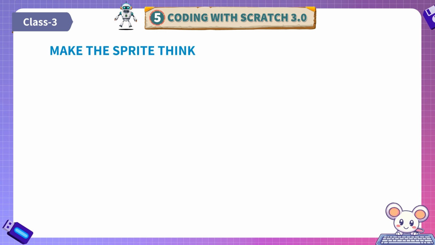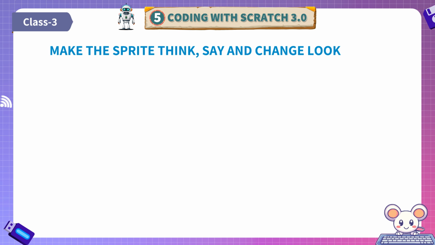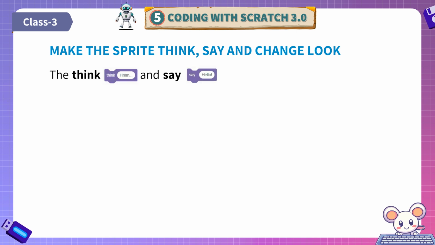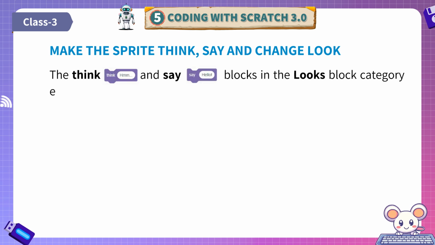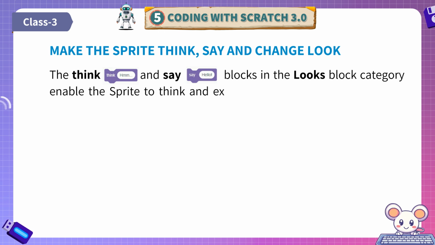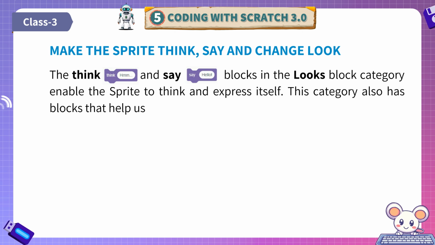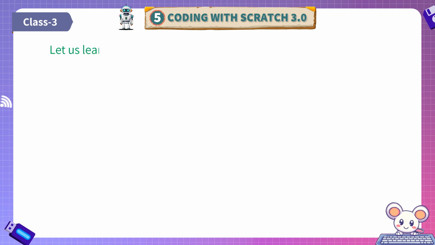Make the sprite think, say, and change look. The think and say blocks in the looks block category enable the sprite to think and express itself. This category also has blocks that help us change the appearance of the sprite. Let us learn to use some of these blocks.